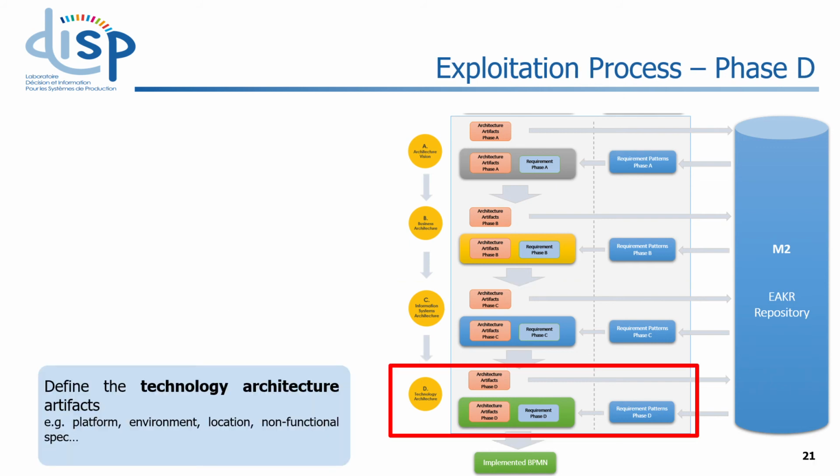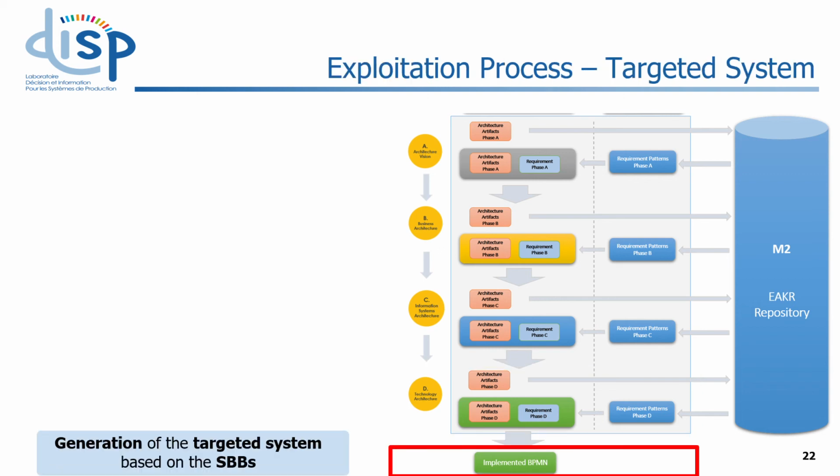And finally, regarding the final phase, we define the technology architecture artifacts, such as information for the deployment phase, the environment where we want to target the final solution, and we also define the non-functional specifications, which are very important. With all this information, that will help us to refine, identify the different existing solutions in the repository, and generate a targeted system based on the different solution building blocks that were identified in phase D.